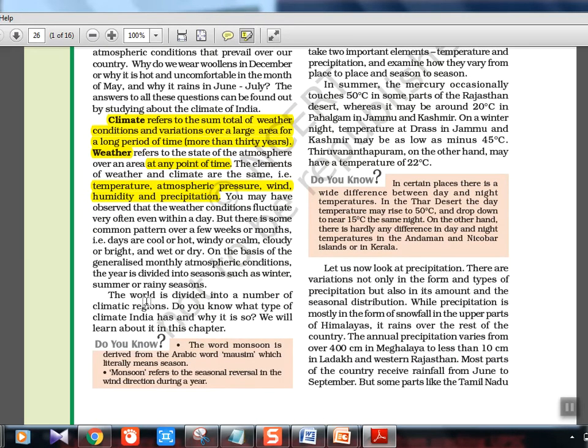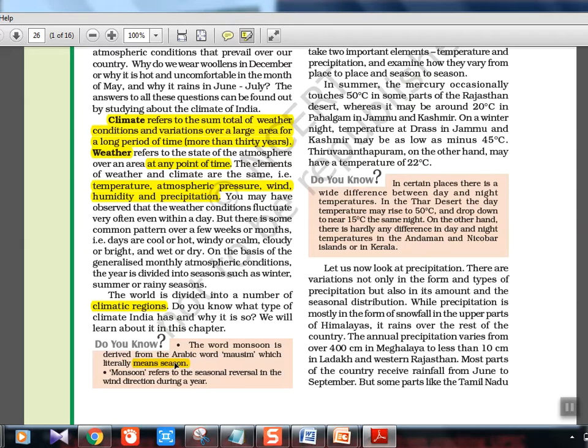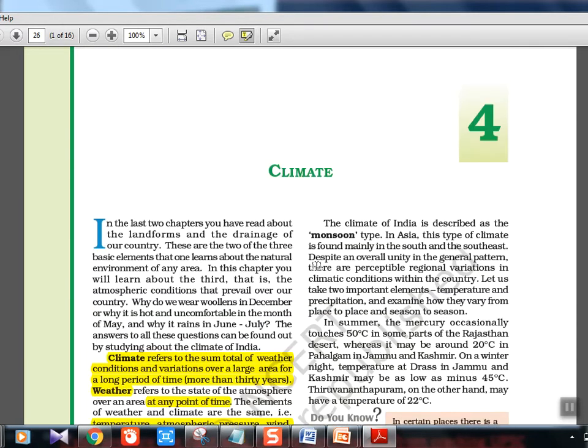Now the world is divided into a number of climatic regions. We have seen that also in lower classes, but here a little more detail will be there. The word monsoon is derived from the Arabic word mausam, which literally means season. We have the project Mausam; please try to read about it. It's not this year's current affair, but it can be picked up for UPSC. So monsoon refers to the seasonal reversal in the wind direction during a year. We'll see this when we learn monsoon again.